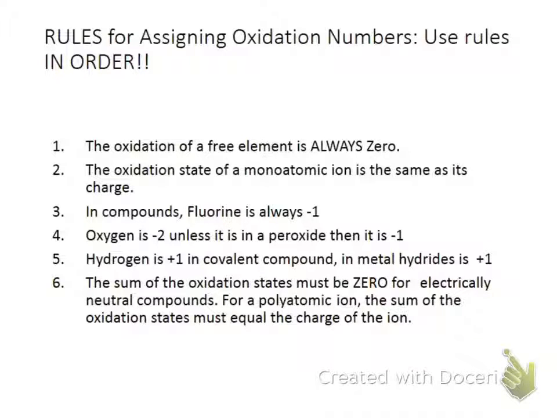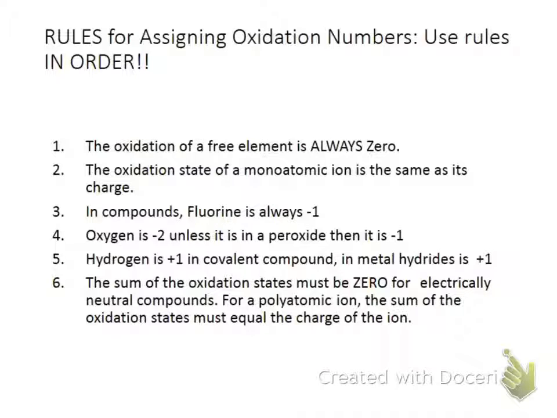Hydrogen is always going to be a +1 when it's covalent, and covalent means 2 nonmetals, right? If it's in a metal hydride, say like sodium hydride, then it would be a -1. Again, we're almost always going to see it in a covalent compound.